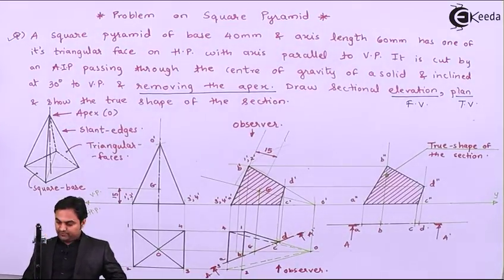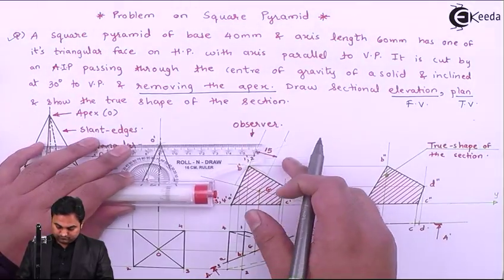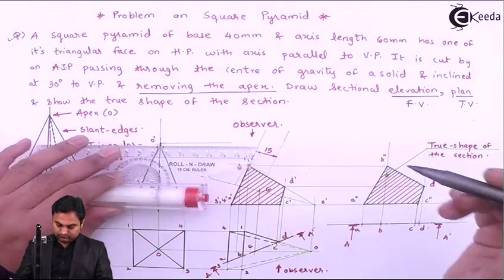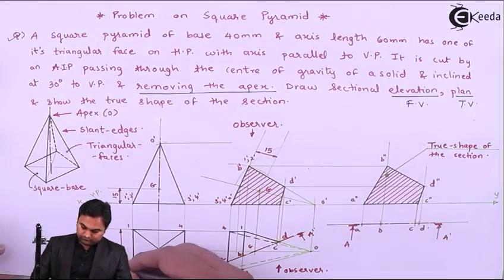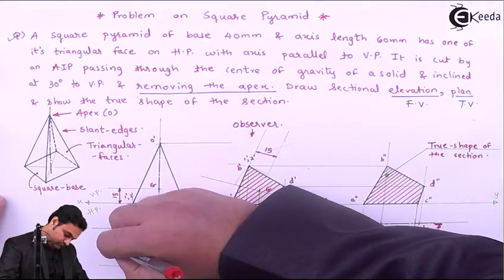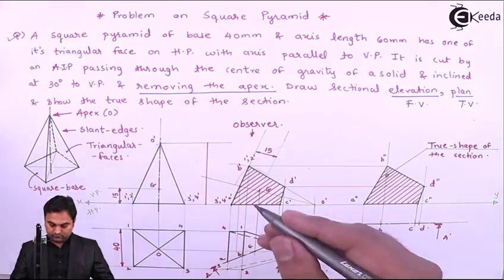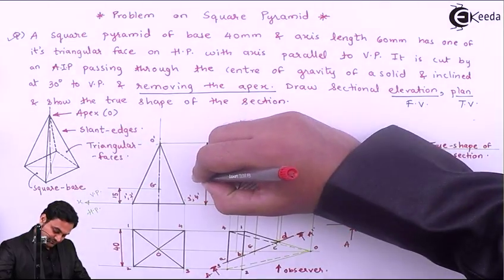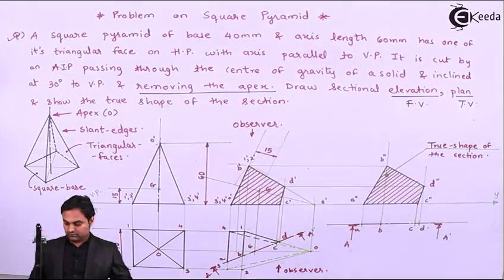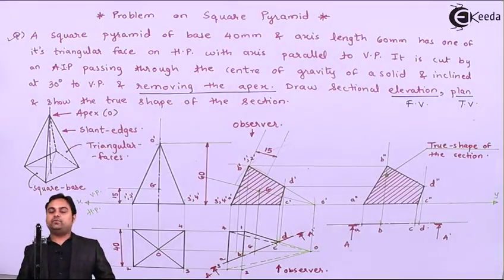Next, giving the dimensioning to it. Axis length is 60, and here we have shown all the conditions, and with this we complete the problem.